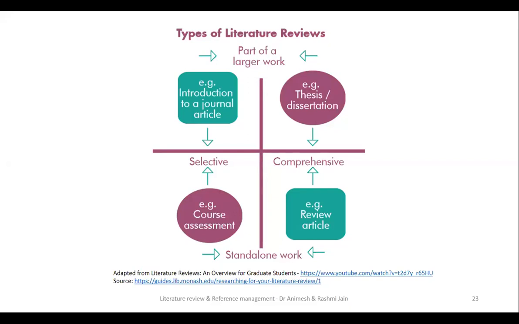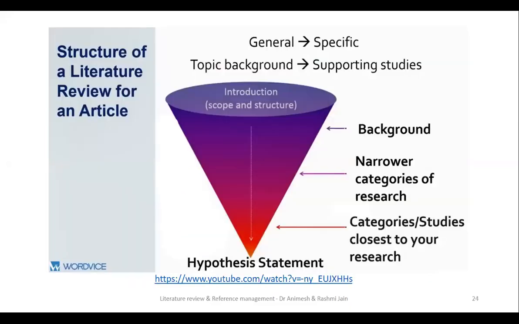So these are some of the things which you undertake a review for. Coming to the structure, if you are writing an article, the introduction is the inverted pyramid. It says the big part is the background, and then you have the narrower categories, and then the categories or studies closest to your research. You trickle down, like a conical shape which is inverted, and then you make a hypothesis statement.